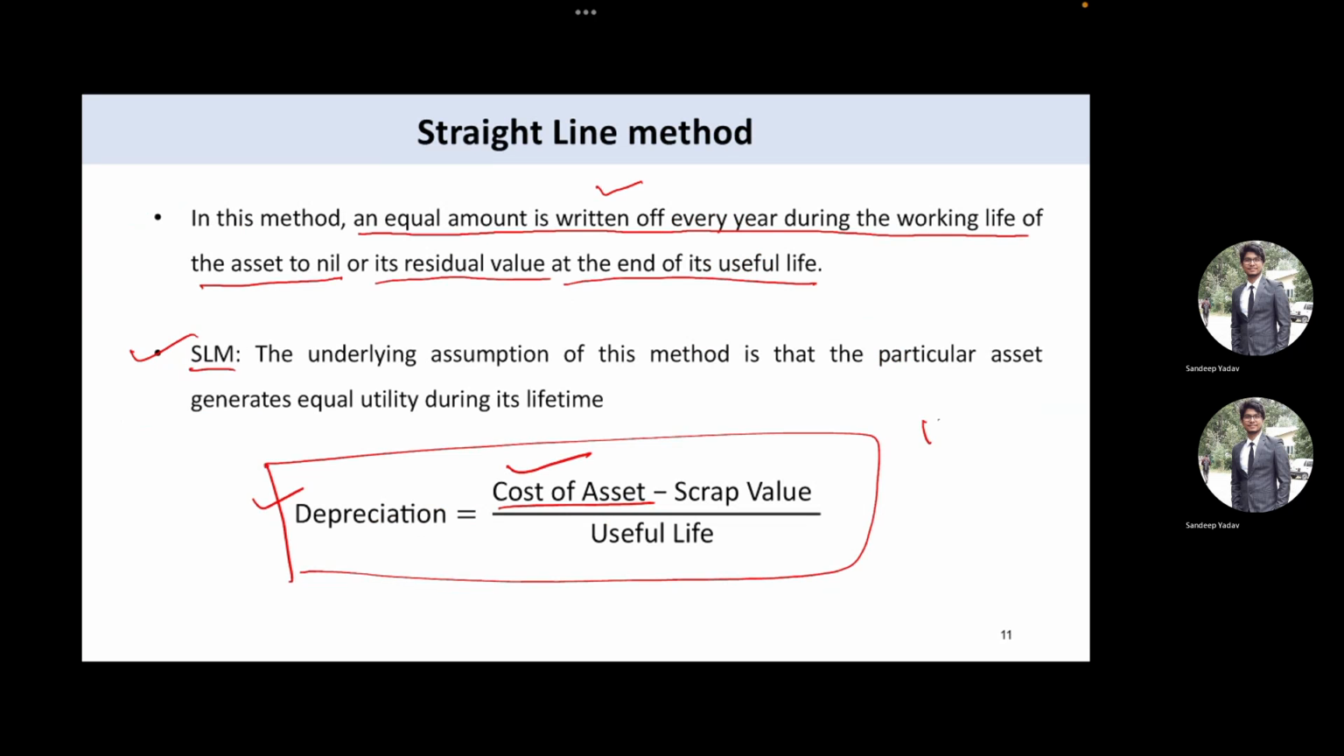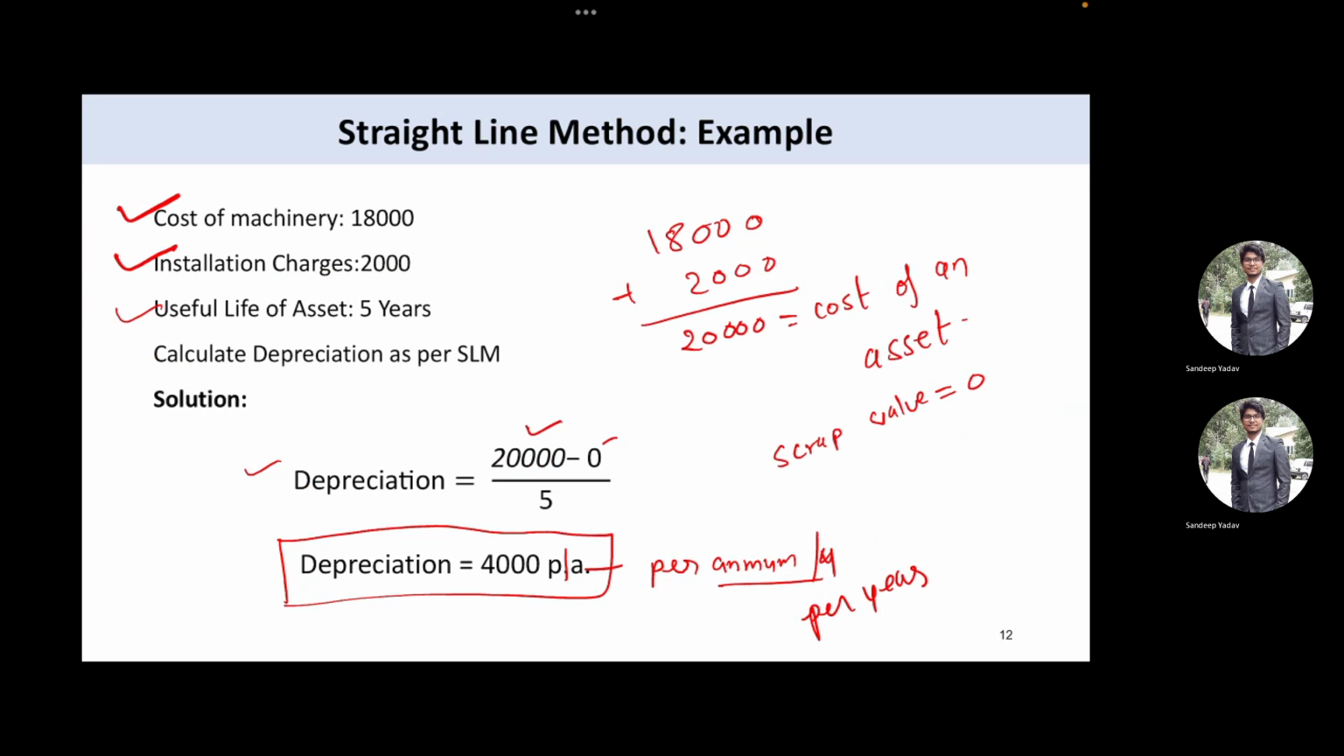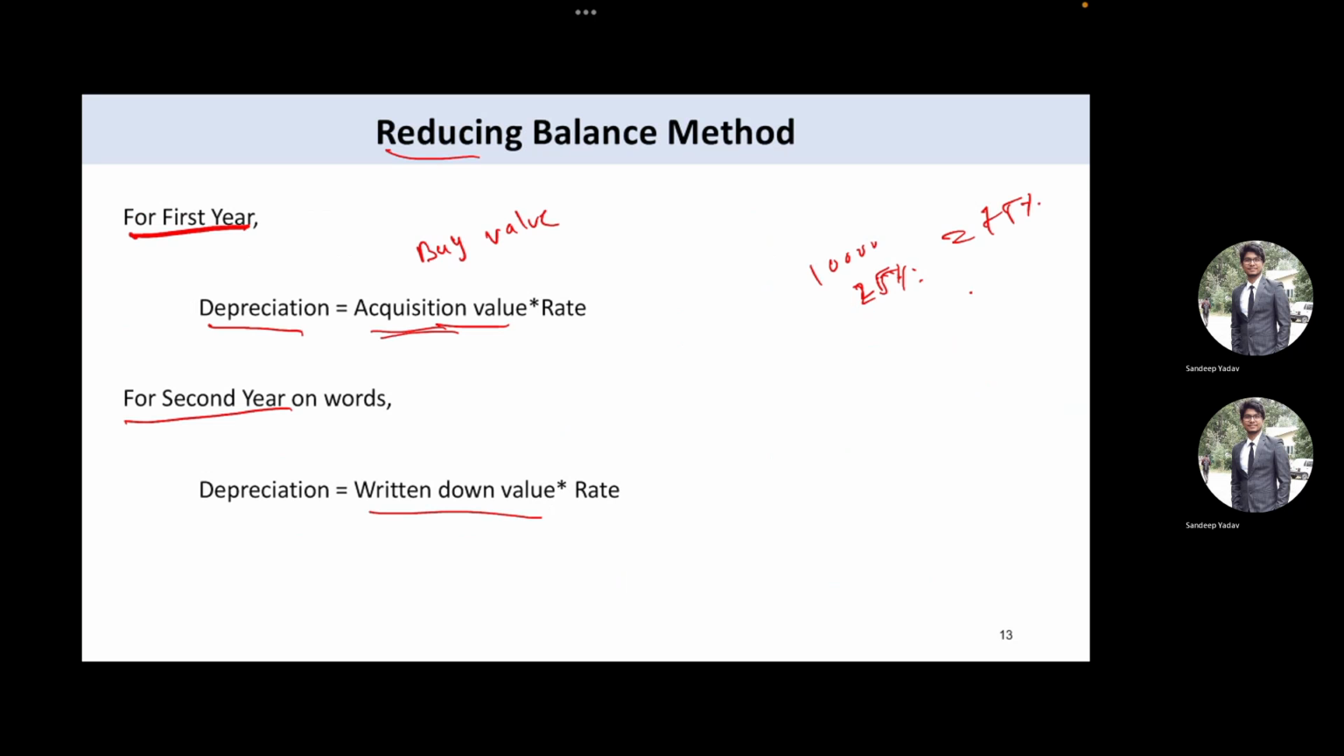Like in this method, if one machine has a value of 100 rupees, and depreciation rate is 25%, then after the first year the depreciation will be 25. In the second year depreciation will be 25, the third year 25, and the fourth year 25. But in this method, the depreciation rate will be calculated on the recent value, that is the acquisition value, and from the second year onwards the written down value.